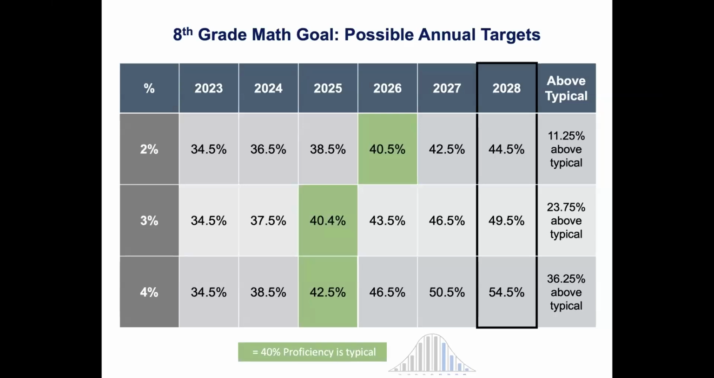I move to adopt the target of 41.5% for the goal of 2028 for our 8th grade math goal. I'll second. It's moved and seconded. Further discussion? And as I say, this won't be our official vote today, but this will be what gets presented to the board to vote on at our next meeting.